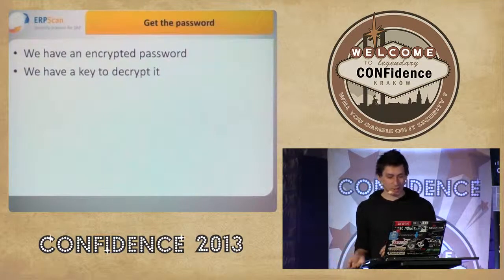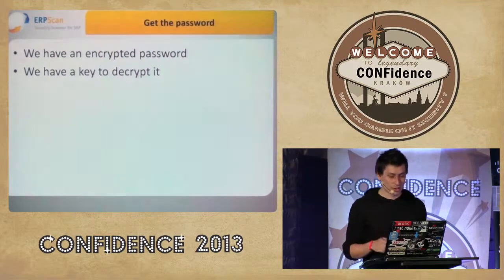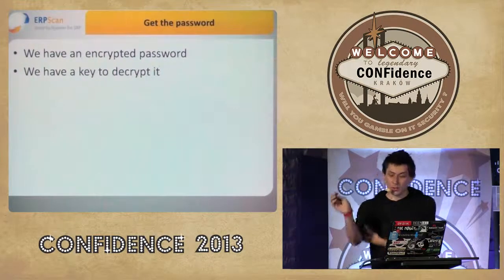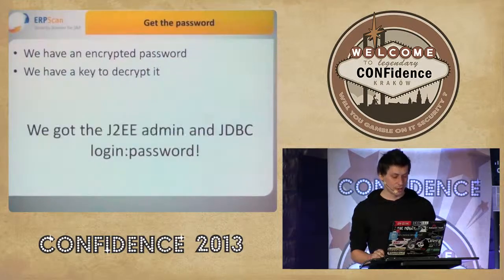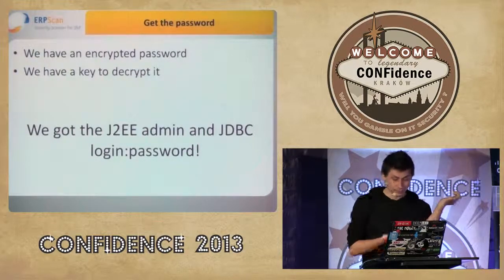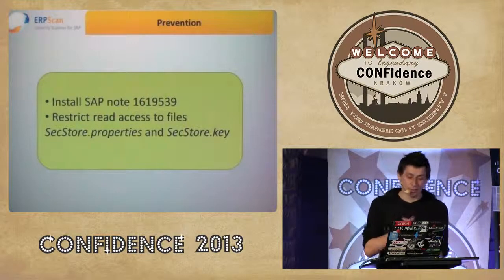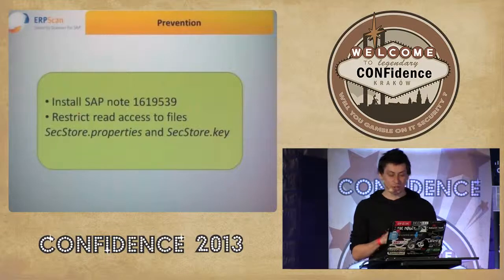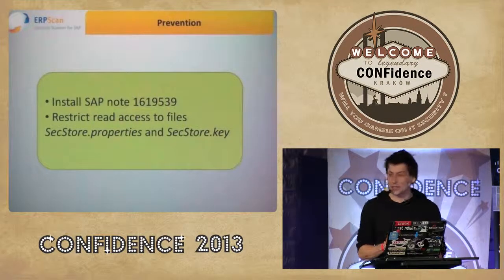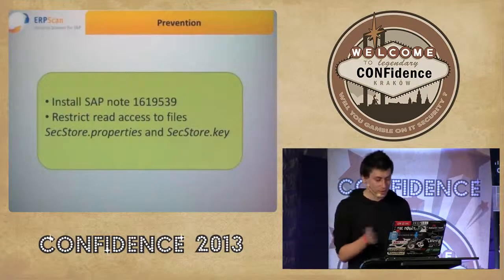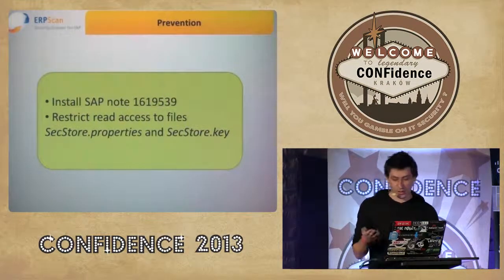We read the encrypted passwords, we read the key to decrypt it, and we can get the clear text password. We are on our way to complete administrative access to the SAP portal, so it's easy. To defend your system, you must install this SAP note and restrict read access to the files secstore.properties and secstore.key. Often these files are located in one directory.